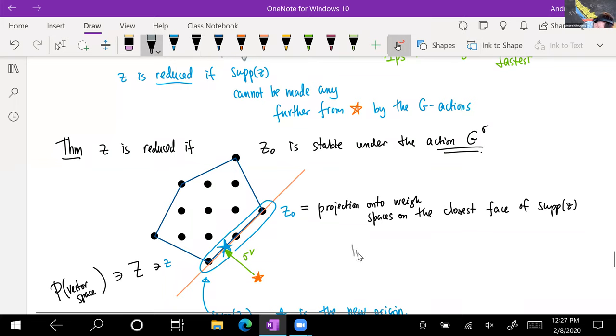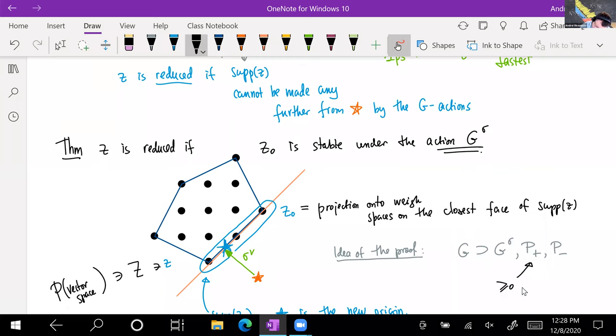And the idea of the proof is that we can take the Lie group G, and then we have the centralizer of sigma, but also the parabolics P plus and P minus, where one has non-zero sigma weights and this has the non-positive sigma weights. So we have an action of a one-parameter subgroup that induces a decomposition of the Lie algebra into zero, positive, and negative parts, corresponding to the Levi, the positive parabolic, and the negative parabolic.